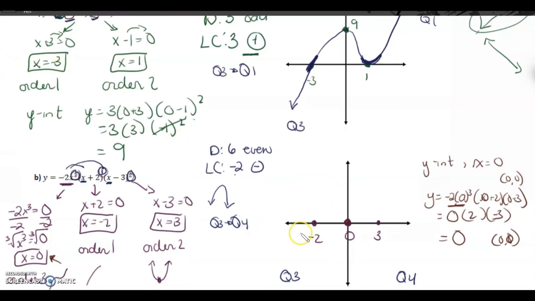So let's start in Q3. And when we go through -2, it's order 1, so we just go through it. When we come back down and we go through 0, this is order 3, so we're going to wiggle. And then when we go back up to the x-intercept of 3, it's order 2, which makes sense because we have to come back down. So this one doesn't look very good, but this is how we draw it. And that's it.